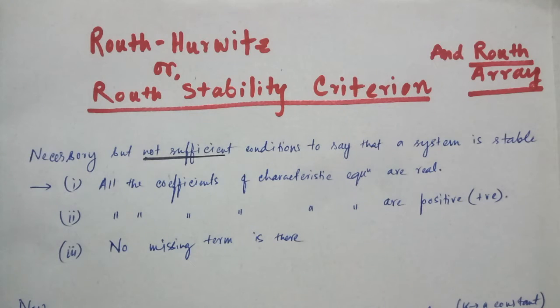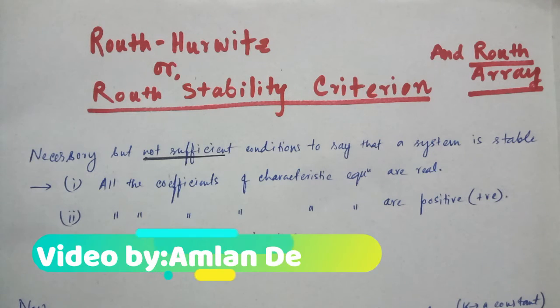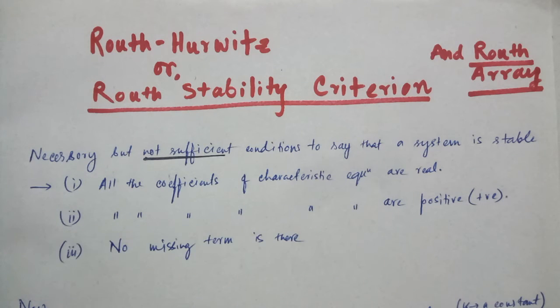So today our topic is Routh-Hurwitz or Routh stability criterion. And actually the stability criterion comes after we form a Routh array. So Routh array is not like that kind of array which we form like n cross n array. It is not like that array. It is like a geometric representation.